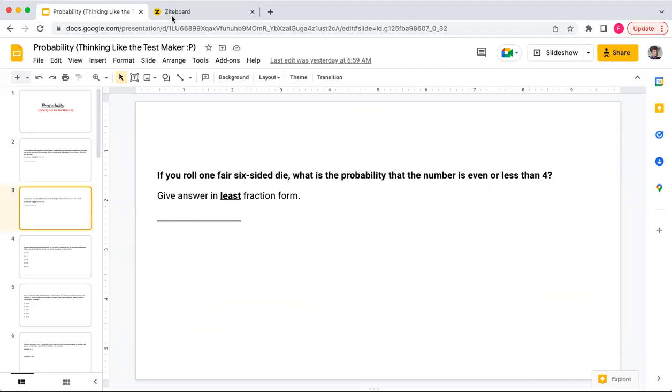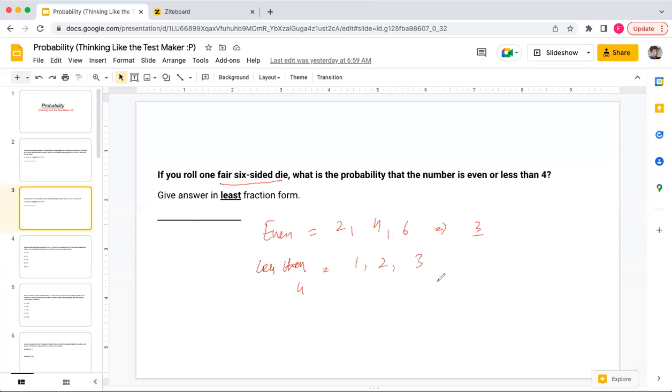Okay, just quickly do this. Be quick. Simple question. The question is saying that if you roll one fair 6-sided die, what is the probability that the number is even? So what are the possible even outcomes in this? 2, 4, and 6. That means 3 outcomes. And less than 4. So in how many ways can we get less than 4? That is 1, 2, and 3.